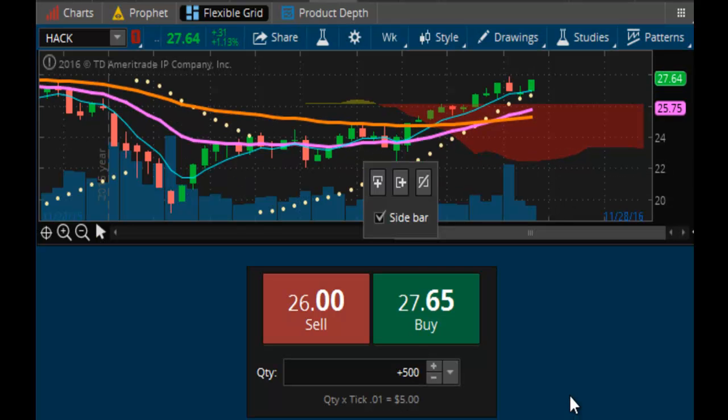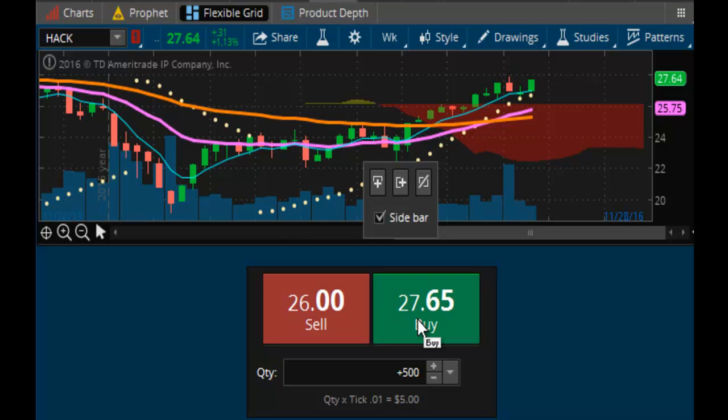In this screen here, we're using ticker symbol HACK. We'll do analysis videos in another video, but I just want to point out how it's moving higher, just as the system told you that it would back when it was down here. You see here the bid and the ask. If you're going to sell this, it's at 26, and on the buy side it's at 27.65. So that's a $1.65 spread.